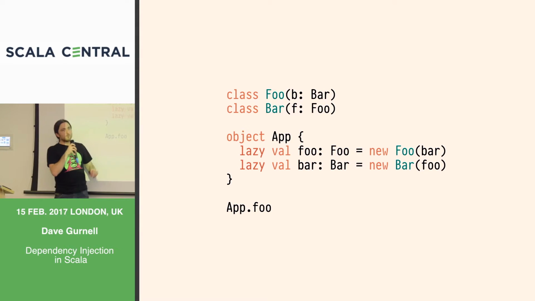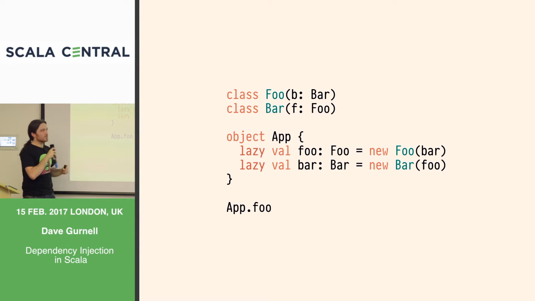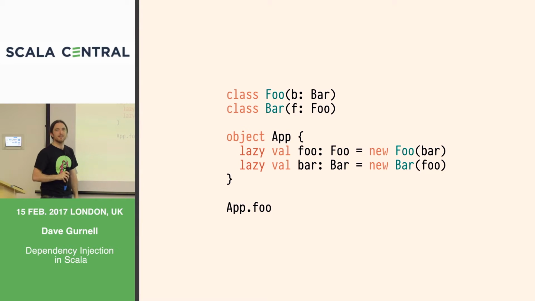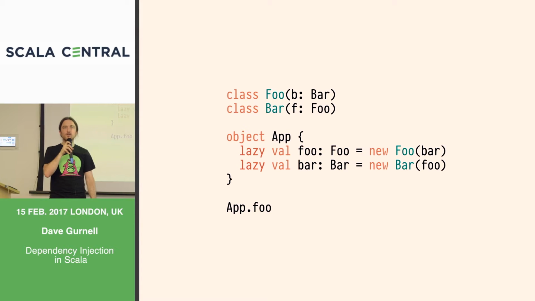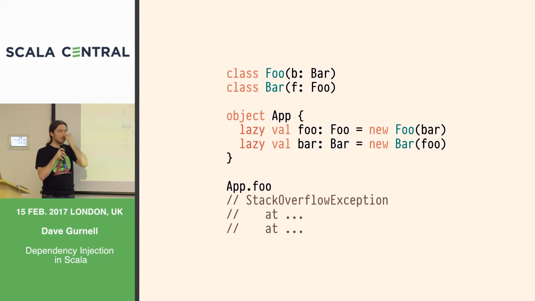Okay, gotcha two. I've got two modules, foo and bar. Foo depends on bar and bar depends on foo. Okay? This is like one of those university programming problems. They're both lazy vals. This is cool. I try to access foo. What happens? Deadlock, stack overflow. Hands up for Stack Overflow. Okay, cool. Stack Overflow wins.